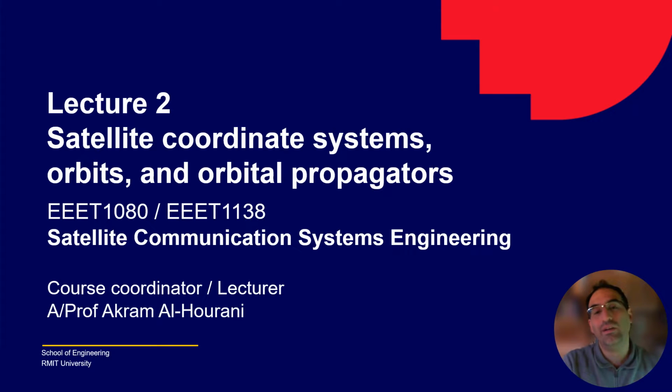That is, if you have a ground terminal, what is the location of the satellite with respect to the ground terminal? So that means if I'm a ground terminal, what is the azimuth and elevation of a satellite, and what is the range between myself, the ground terminal, and the satellite? These are very important parameters for later on for communication link calculations.